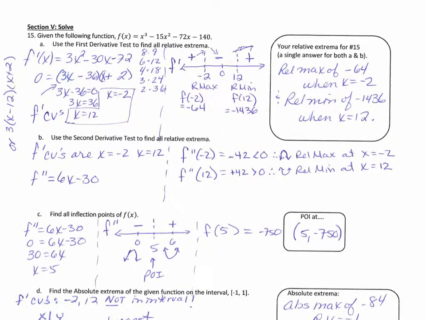Part B was just using the second derivative test to verify those relative extrema, and so we already have the first derivative CVs, we found them up here. So you take the second derivative, which is 6x minus 30, and then substitute each of the first derivative's critical values into that. So -2 and 12, you get a number. You do need to say whether you get a relative max or min from that.